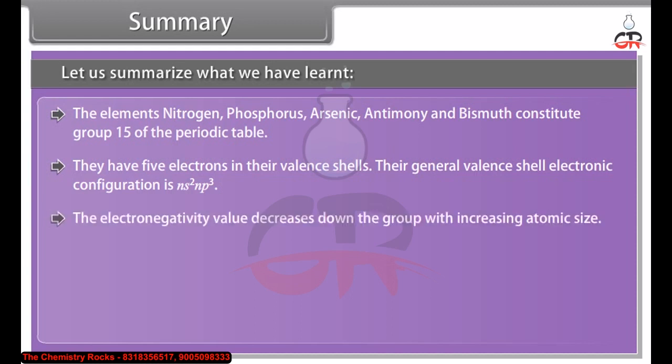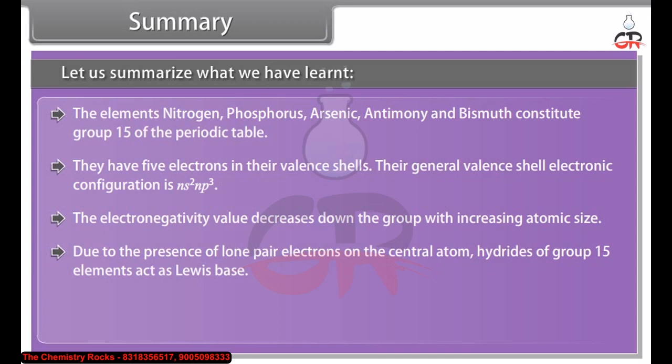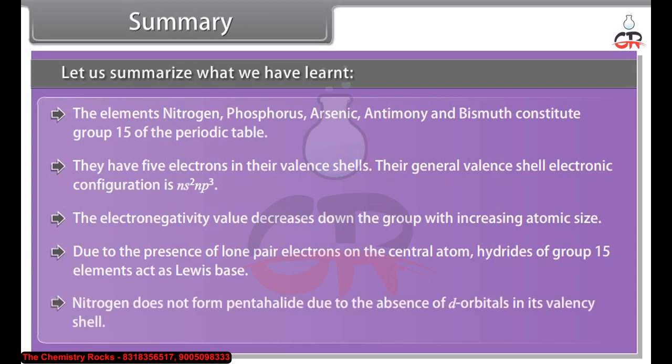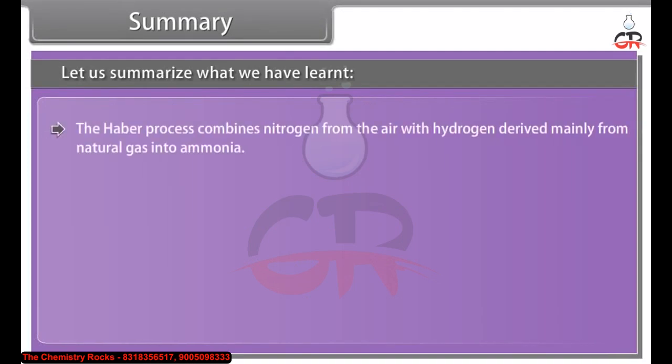The electronegativity value decreases down the group with increasing atomic size. Due to the presence of a lone pair of electrons on the central atom, hydrides of group 15 elements act as Lewis bases. Nitrogen does not form pentahalide due to the absence of d orbitals in its valence shell. The Haber process combines nitrogen from air with hydrogen derived mainly from natural gas into ammonia.